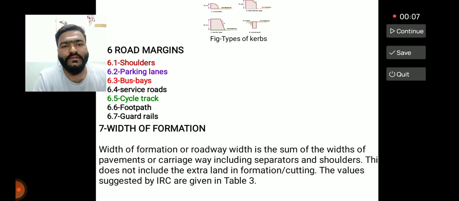Then next comes the road margin. In road margins, you can see seven types of margins: shoulders, parking lanes, bus bay, service roads, cycle track, footpath and guardrails. Then here comes width of formation. Width of formation or roadway width is the sum of width of pavements or carriageway including separators and shoulders. This does not include any extra land in formation or cutting.